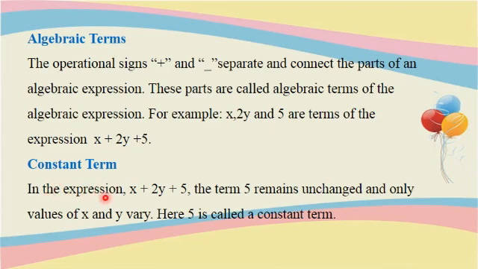Constant terms. In the expression x plus 2y plus 5, the term 5 remains unchanged and only the values of x and y vary. Here 5 is called a constant term.